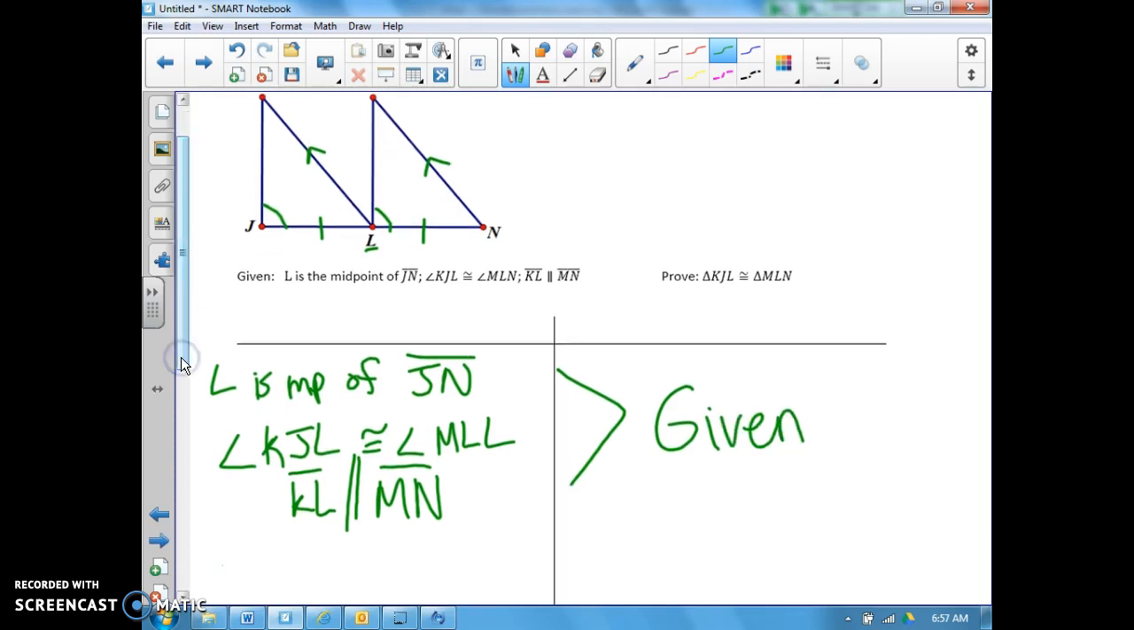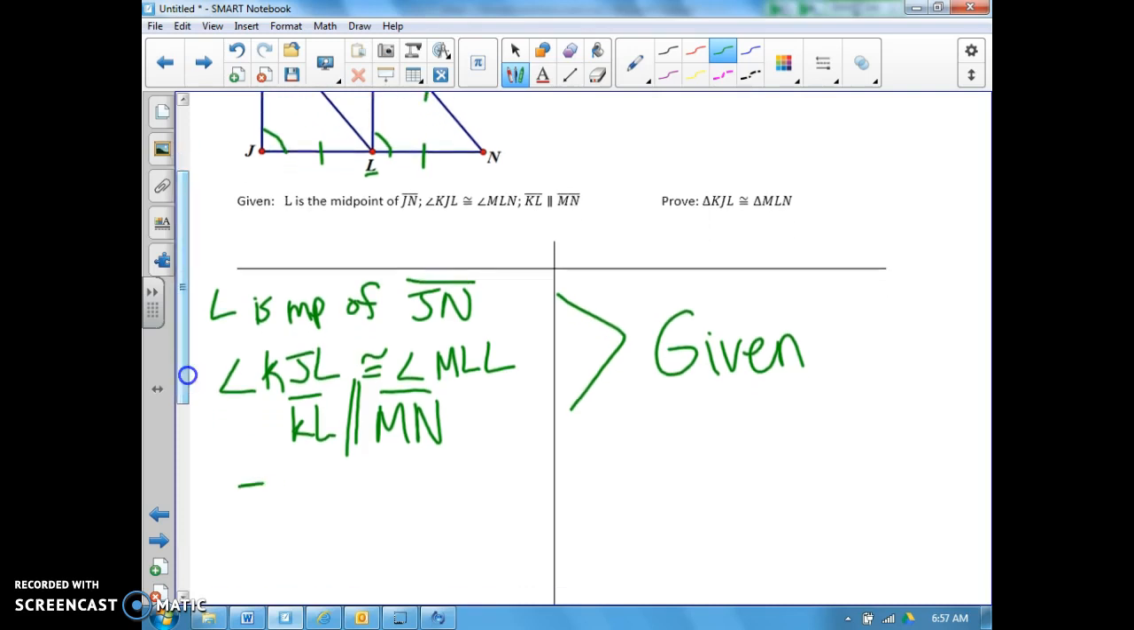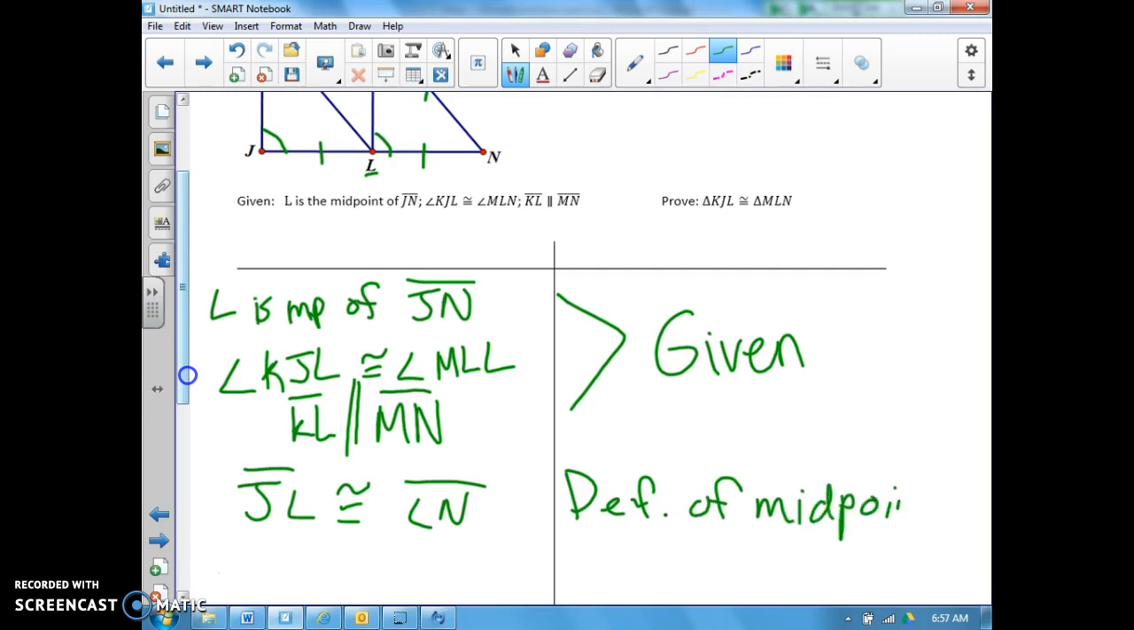And we already realized that we could go ahead and write that segment JL is congruent to segment LN because that's what a midpoint does. That's the definition of midpoint. Okay, now let's look and see what we have so far. I have proven an A here, and I have proven an S here. I only have two pieces proved. I need a third piece.